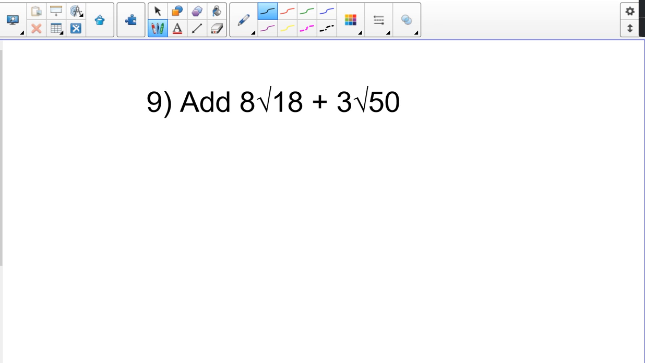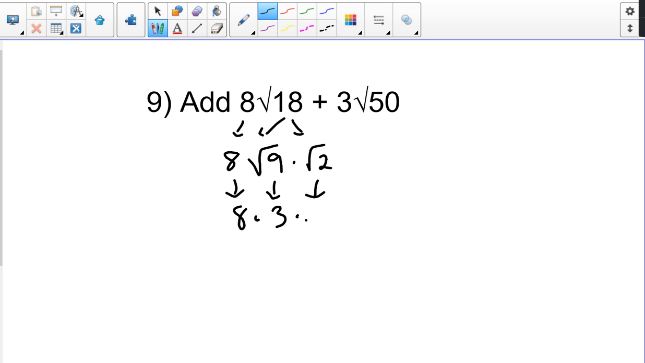So looking at square root of 18, I'm thinking of two factors of 18 and I want one of them to be a perfect square. So I'm going to use square root of 9 times square root of 2. And I'm going to just bring down this 8 in the front so that I don't forget about it. So I have 8, and then I'm multiplying it by square root of 9. The square root of 9 is 3, because 3 times 3 equals 9. And square root of 2 is in simplest form. So 8 times 3 is 24. I have 24 square root of 2.